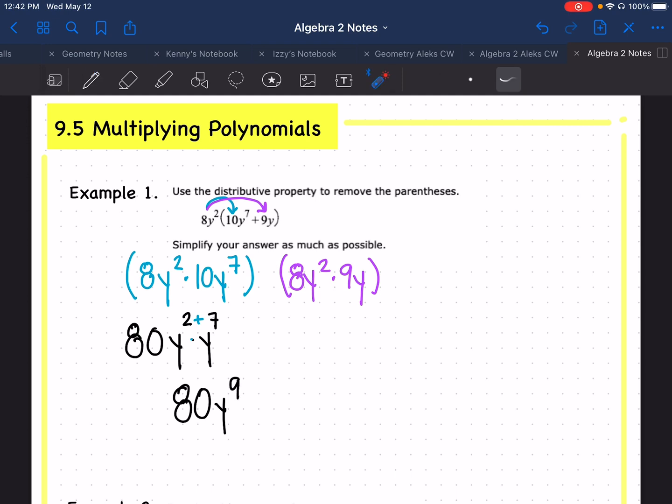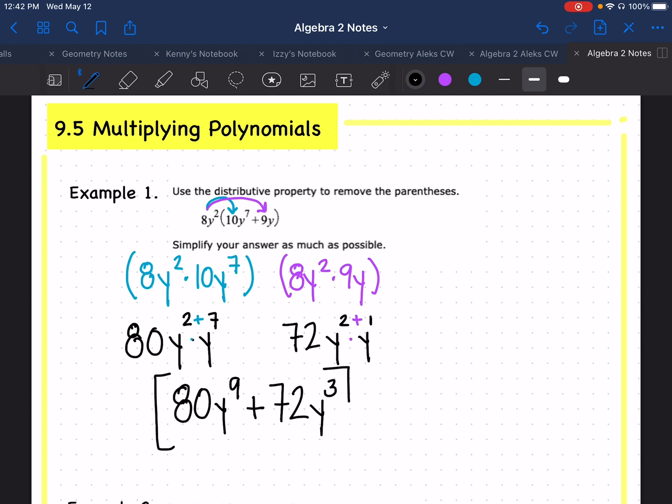Now for the second one, the purple parenthesis, I'm going to go ahead and multiply 8 times 9, which is 72. And I have y squared times y. Now I have to remember with that second y that there is an exponent of 1, and the same rule applies when you're multiplying by the same base. You can add the exponents together. So I get 72y cubed, or y to the 3rd power. Since my 72 is positive, I'm going to put a plus in between them, and this is my simplified answer.